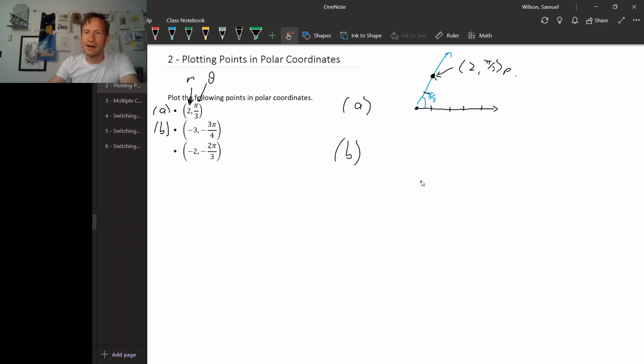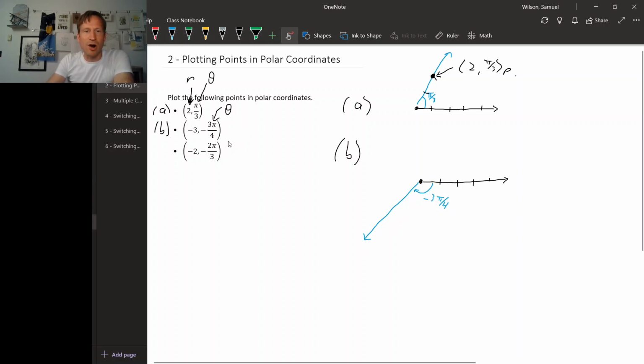Okay, so again, when you're plotting points in polar coordinates, you need an origin and a polar axis. And let's make some distance markings on our axis. So this time the angle is negative 3 pi over 4. So we need to start out by making the angle negative 3 pi over 4, which is going to be about like this. So there's our angle.